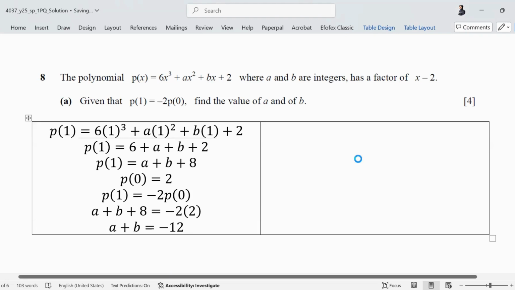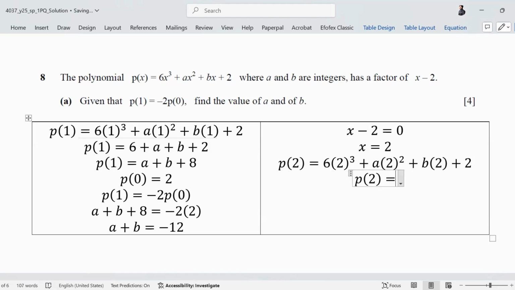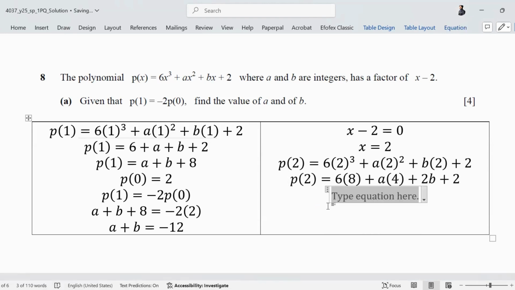Now if x minus 2 is a factor, when I put x minus 2 as 0, the value of x is 2. That means p of 2 must be equal to 0. So wherever I have x, I'll be plugging in 2. So p of 2 is 6 into 8 plus a into 4 plus 2b plus 2, and this should be equal to 0. 48 plus 4a plus 2b plus 2, so 4a plus 2b plus 50 is equal to 0.